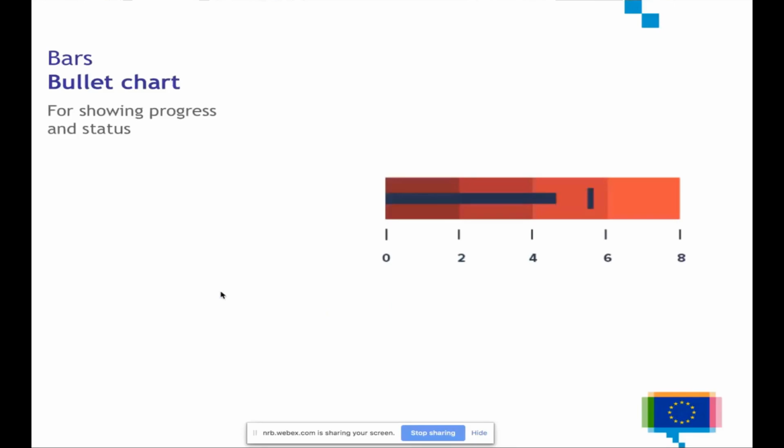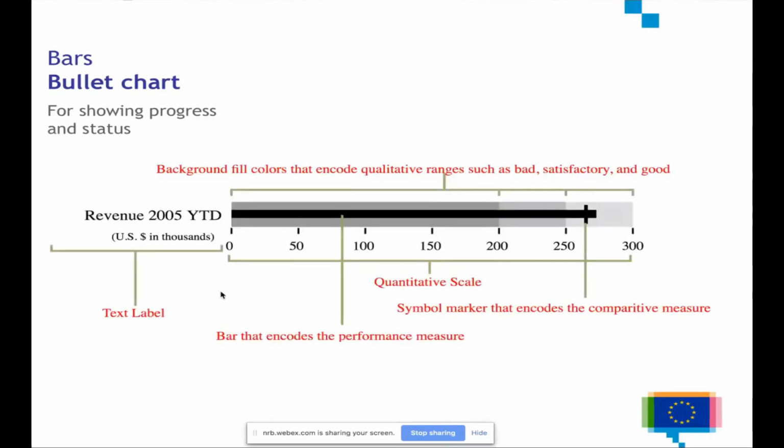The first one I wanted to share is what is called a bullet chart. And a bullet chart is actually a very simple kind of visualization that can help you communicate progress or the status towards a goal for any kind of data that you are regularly following up. So I think the next slide will show you how a bullet chart is constructed.